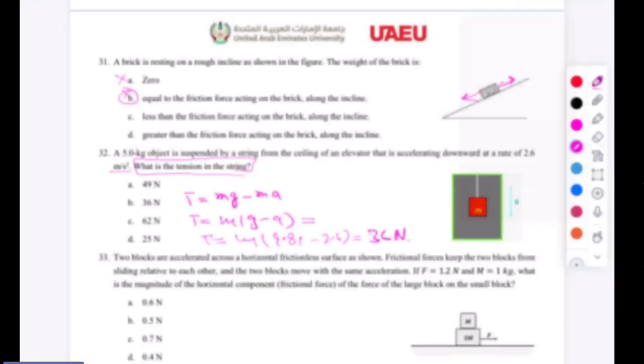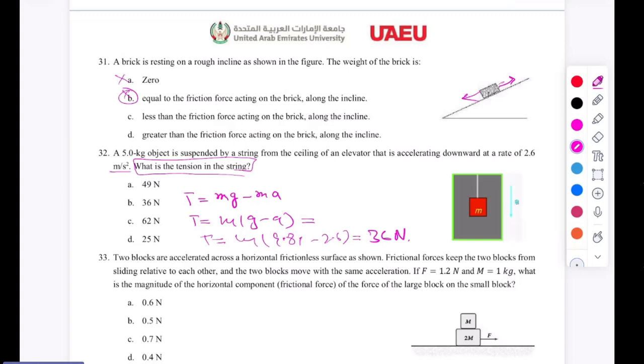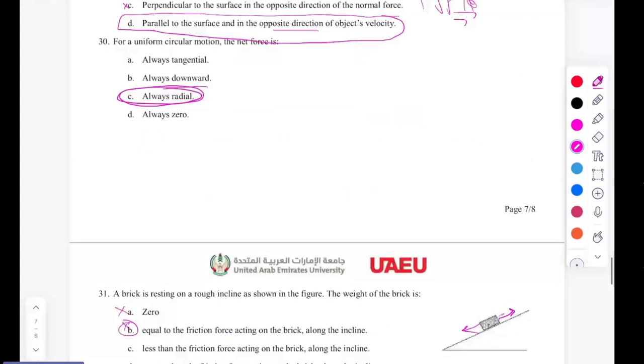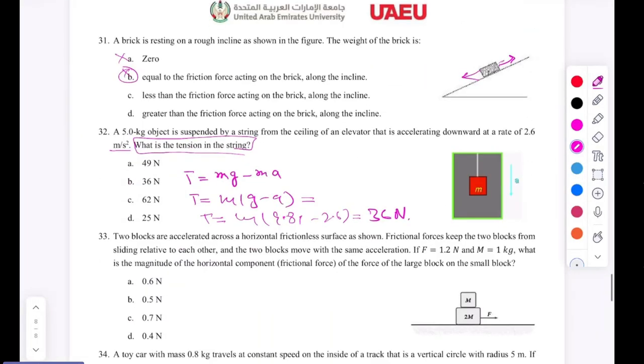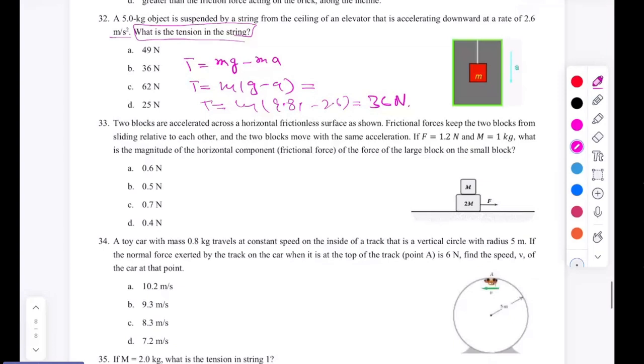Should we stop over here, or continue because the time is over? As you like. Or we can do just three more questions. Yeah, okay, let's do three more questions.